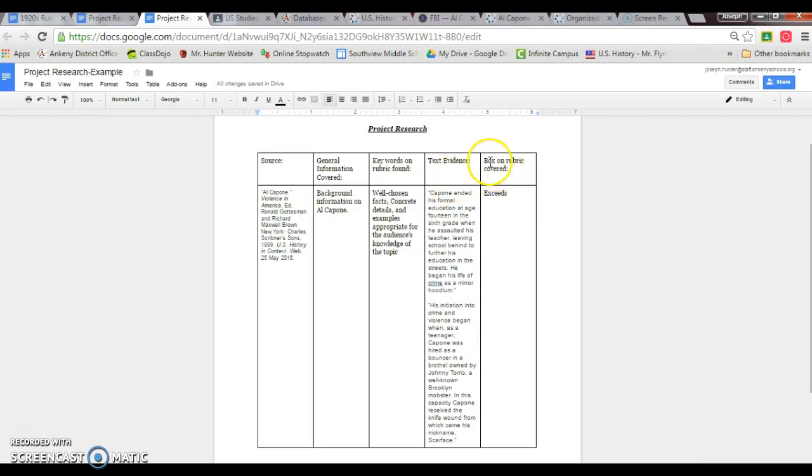And then finally, the box on the rubric that is covered by this resource, in my opinion, is going to be exceeds. Okay, I really want you guys to stick with going back to the rubric and making sure that you're sticking to the box that you really want to score in.